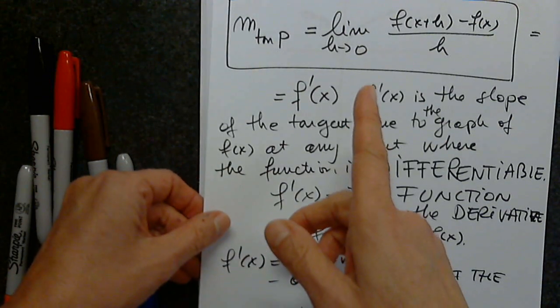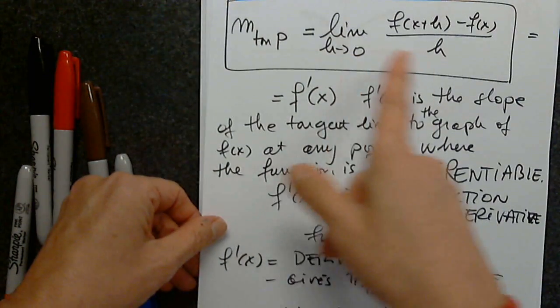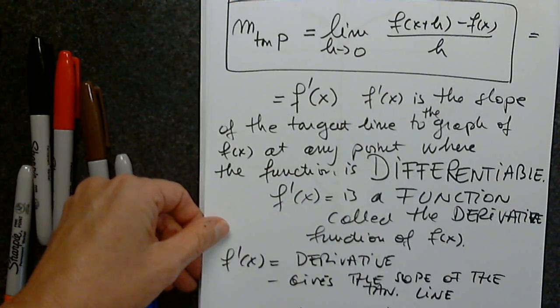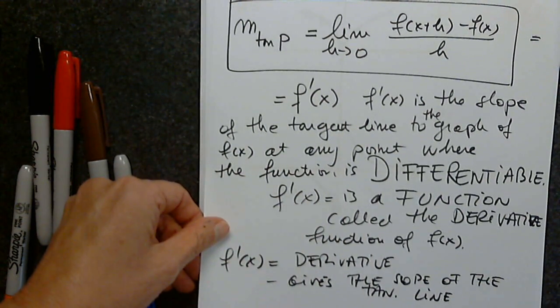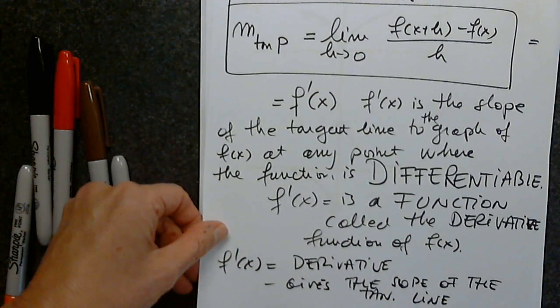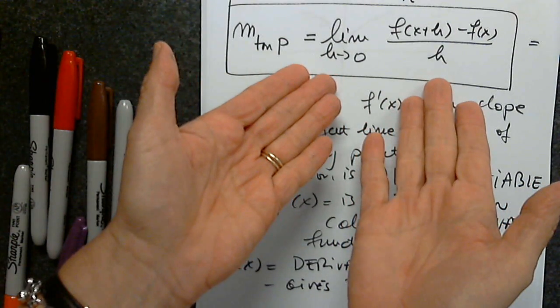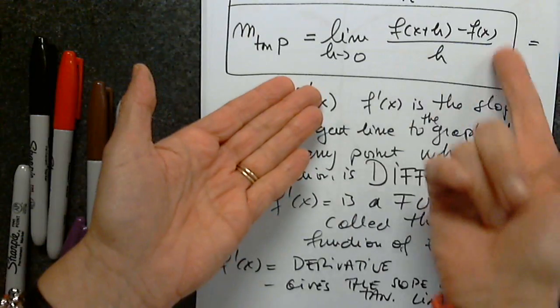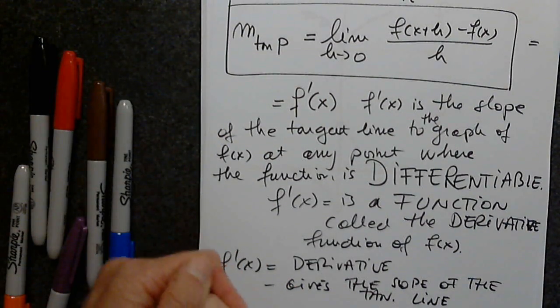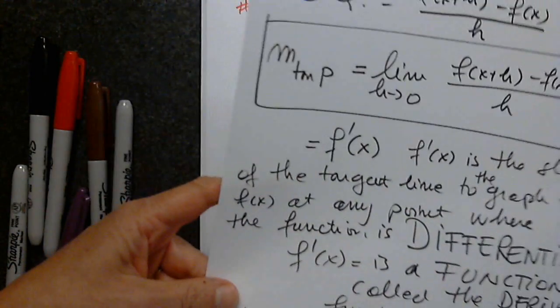So both limits, left and right, have to exist and have to be the same number for the derivative to exist. Because as you see, the derivative is a limit. It is a limit of a ratio. Does this make any sense?